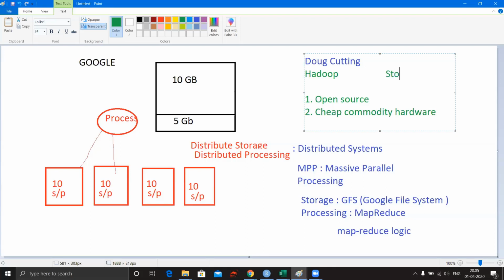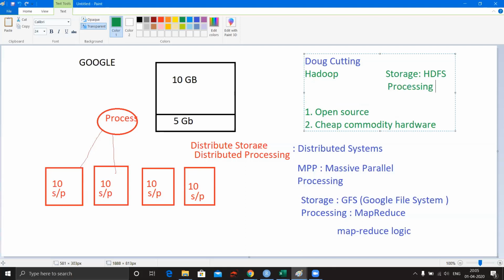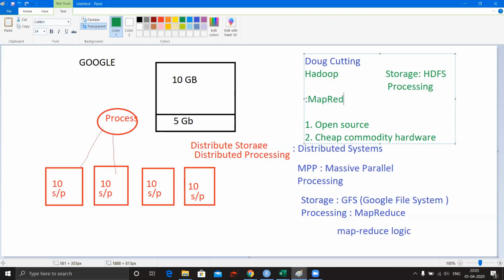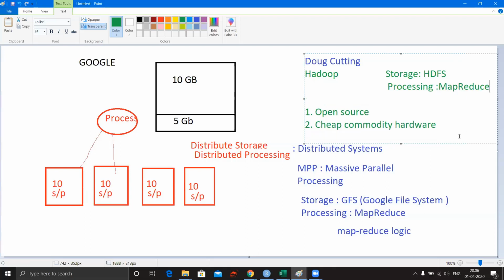The storage tool was called HDFS, analogous to GFS. So we had the Hadoop Distributed File System, and for processing they were using the same MapReduce, which was written in the Java language, and it was widely available, open source, and everything was great.